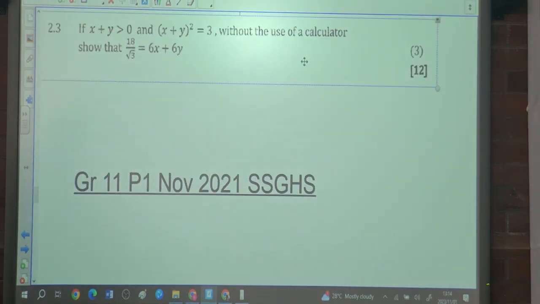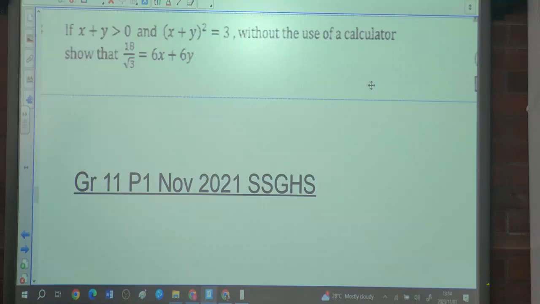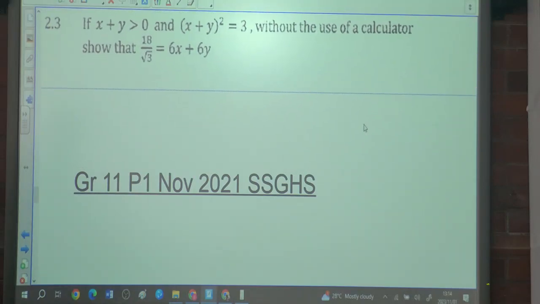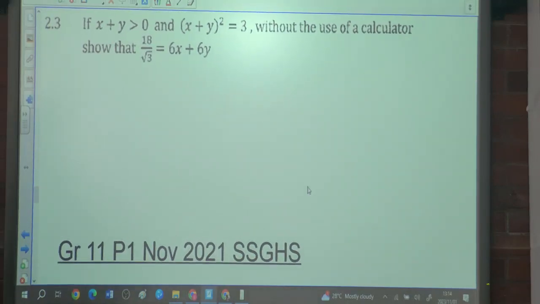2.3. We are told if x plus y is greater than 0, that means to say that it is positive, and x plus y squared is 3. Without the use of a calculator, show that 18 over root 3 is equal to 6x plus 6y. So this is again to show that, we'll prove that question. Okay?